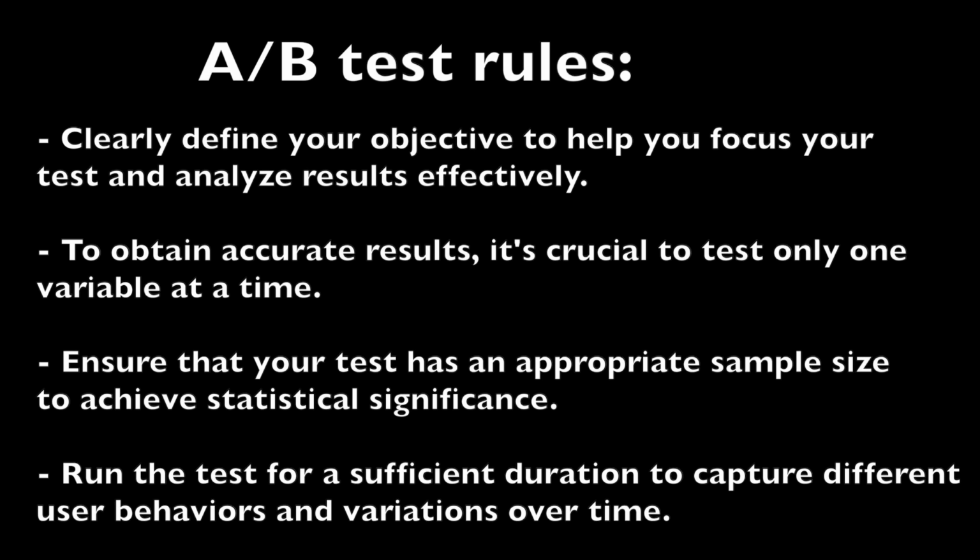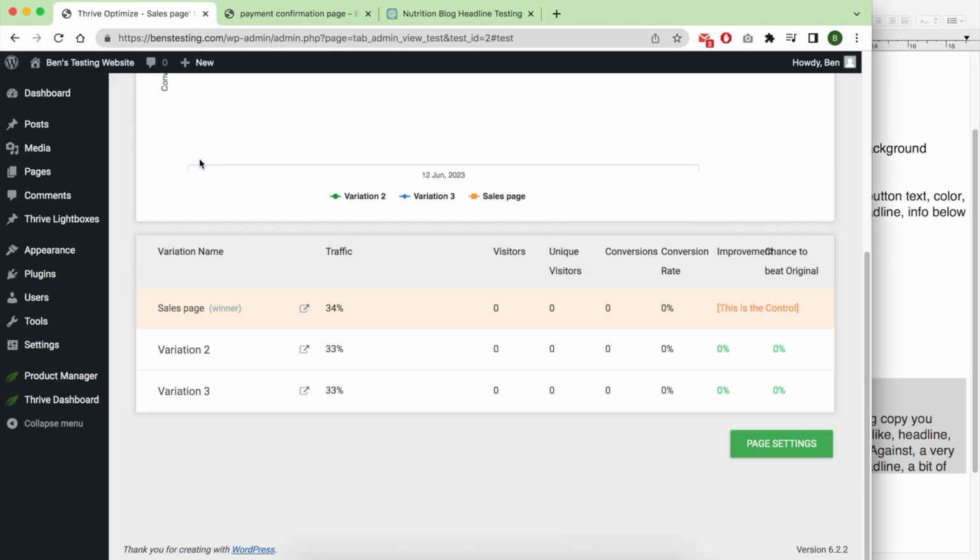That's all of how to set up an A/B test using Thrive Optimize. As you can see, the process is simple.